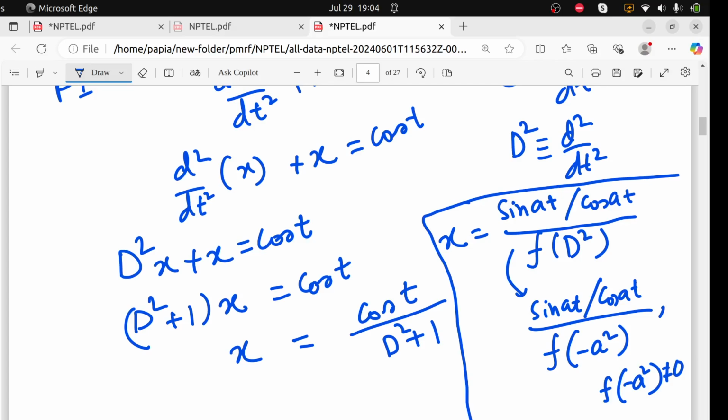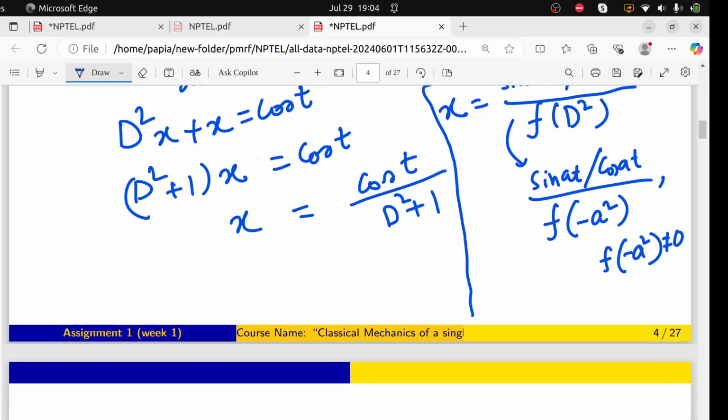But if f of minus a square is not equal to 0, then we can write sin at or cos at divided by some function of D square as sin at or cos at divided by f of minus a square. D square will be replaced by minus a square. Now come here. In that case, our denominator was D square plus 1. And in that numerator, what is a here? A is simply 1, because cos 1 into t. So a is 1 here in my case.